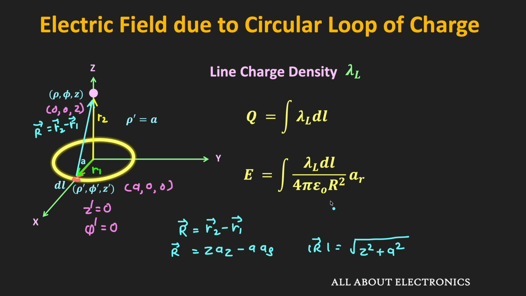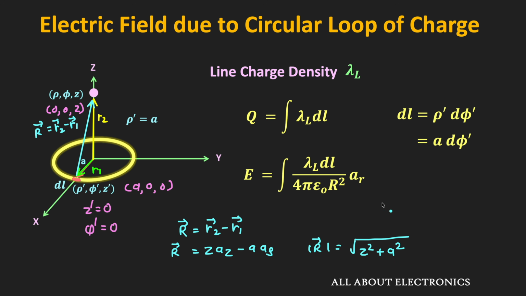So now the only thing that we need is the value of the dl. So here if you see this dl, then it represents the arc. And in the cylindrical coordinate system, this dl can be given as this rho dash times d phi dash. So here this rho dash is nothing but the a. So we can say that here the dl is equal to a times d phi dash.